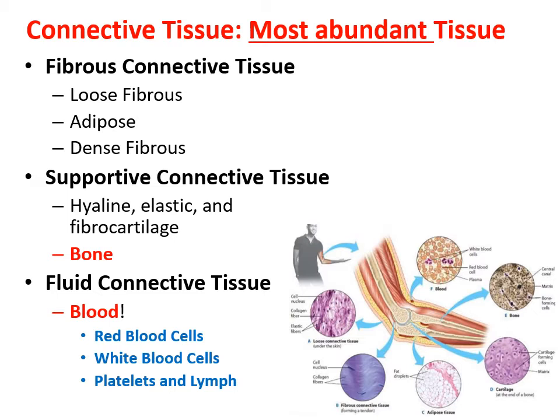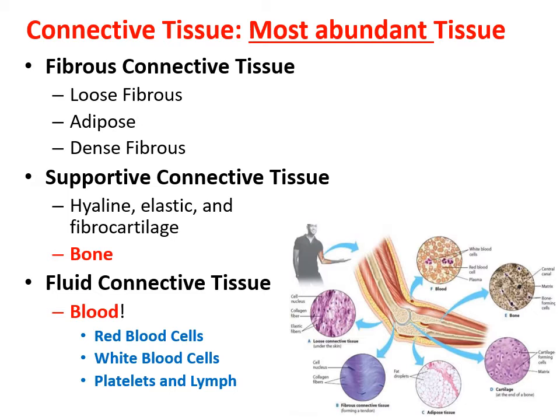Now, just like with the epithelial, when we talk about connective tissue, there's multiple forms of connective tissue. There's fibrous, supportive, and fluid, okay? Which is funny because usually when you think of fluids, you don't think tissues, but fluids can be tissues as well because they're made up of multiple cells working together. So first we have fibrous connective tissue.